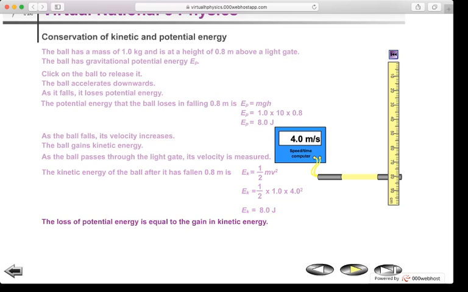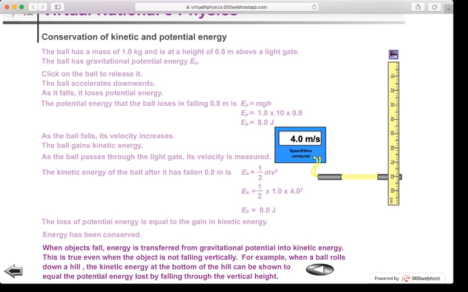And so the loss of potential energy is equal to the gain in kinetic energy. And this is known as conservation of energy. We say the energy has been conserved. And what that means is that the total energy stays the same, but it can transfer between different types. Most examples we'll look at will just transfer from one type into another type.